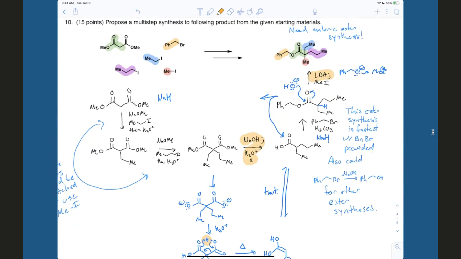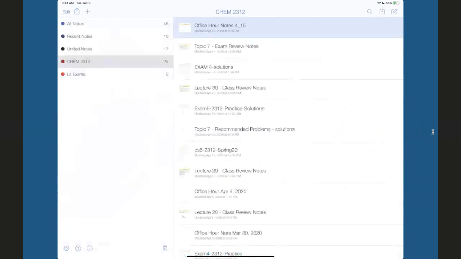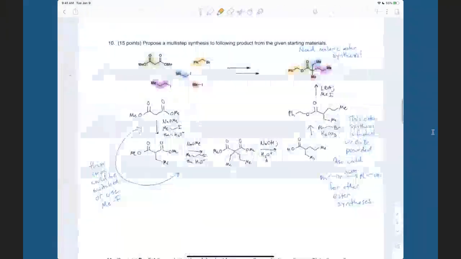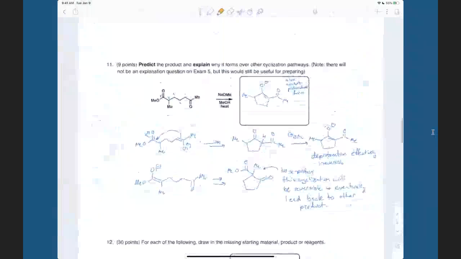For problem 11 on the practice test, why do we not use methanol to turn the product back into a ketone? Let's go take a look at 11. Oh, so you're asking why not do this?